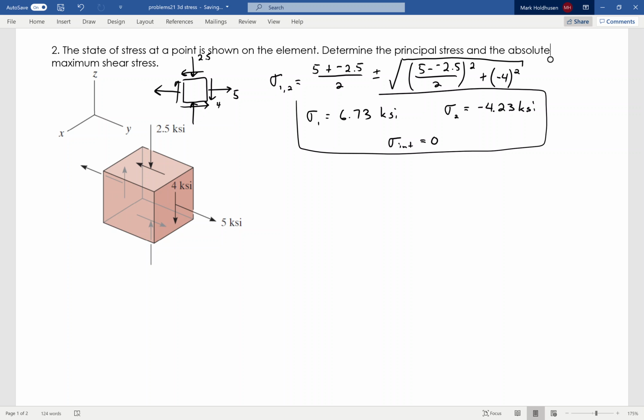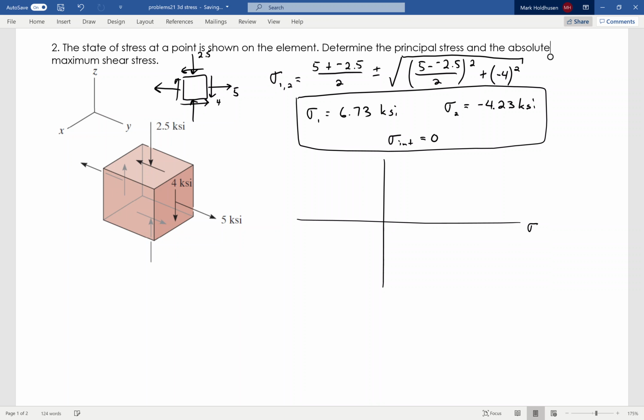So if I take Moore's circle and take a look at what I've got here, right? So if I set up Moore's circle where I've got sigma and tau, okay, I've got one principal stress over here of 6.73, got one here of 0, and then I've got one over here at negative 4.23, something over here. Okay, so what I've got is I've got 3 different planes.